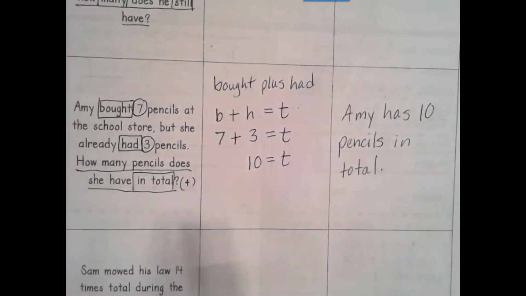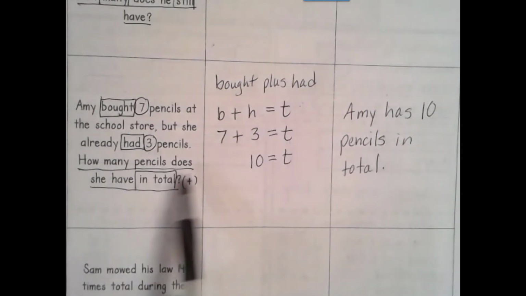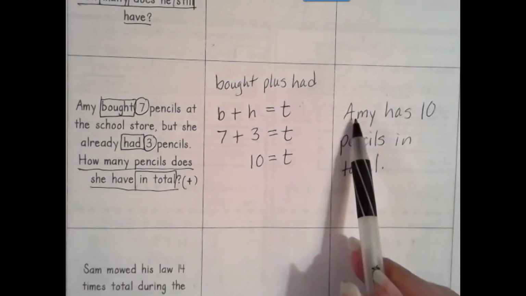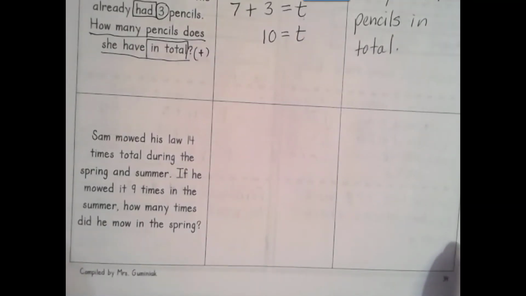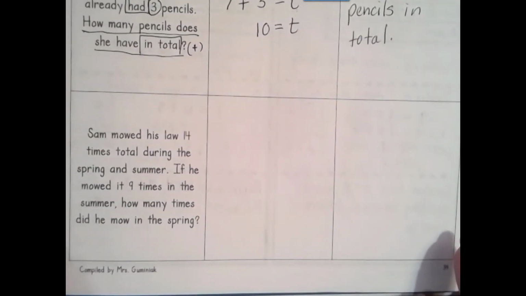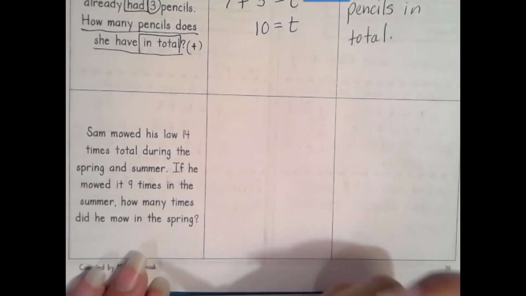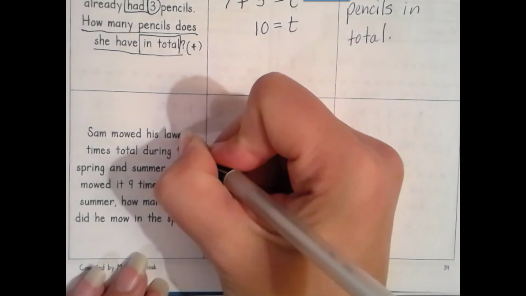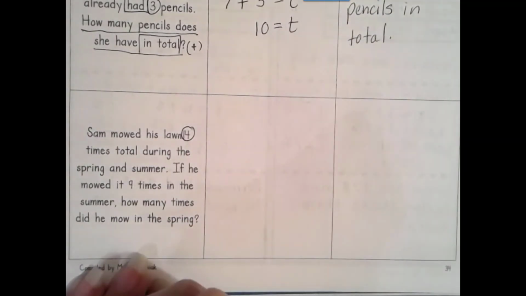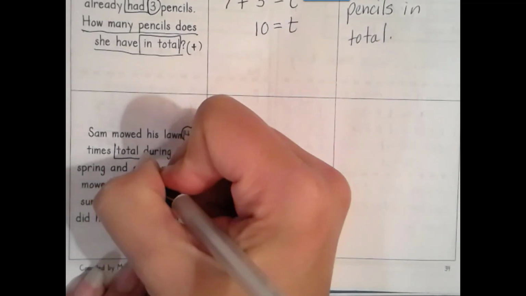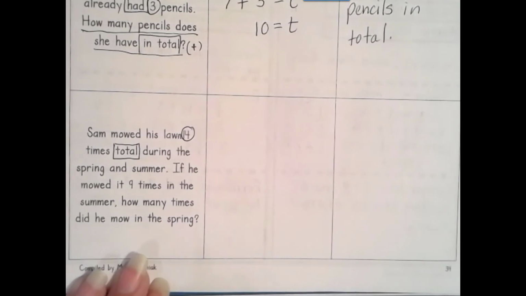Okay. Does our answer match our question? How many pencils does she have in total? Amy has 10 pencils in total. Yep, that works. Last one. Sam mowed his lawn. Oh, that needs an N, not law. Lawn 14 times total during the spring and summer.